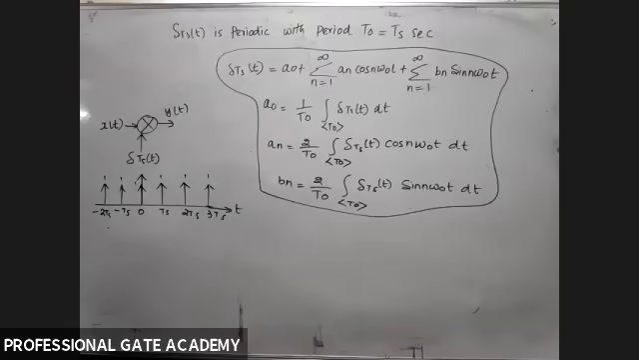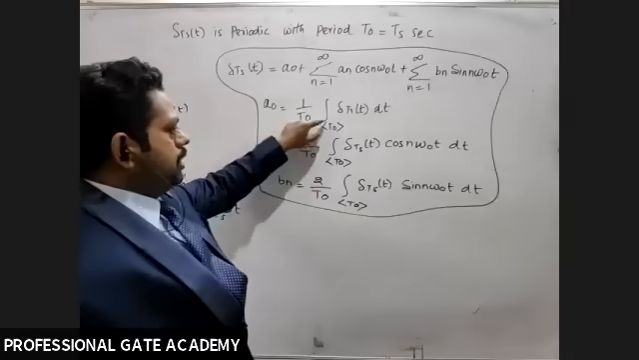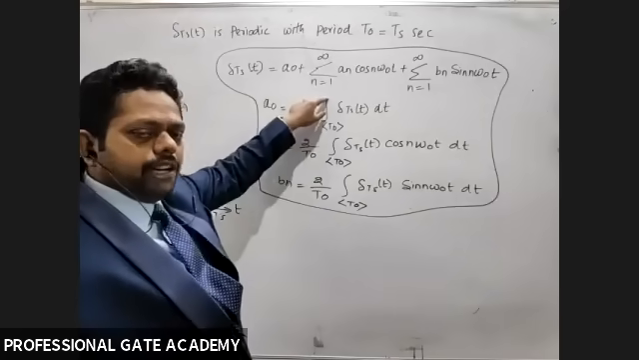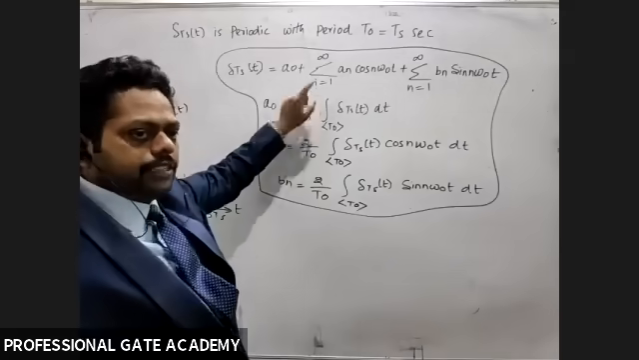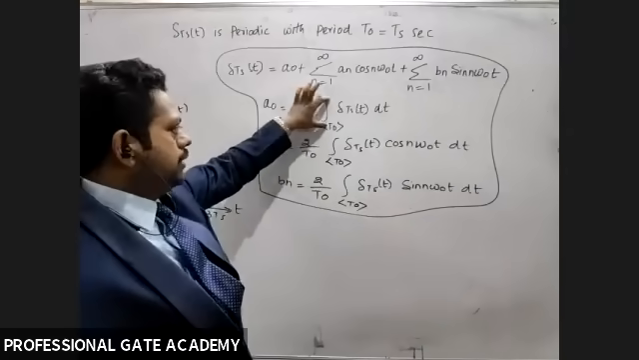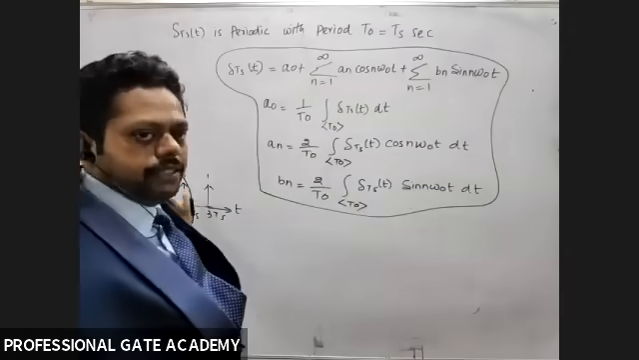One full cycle, it will vary. I will explain. For some problems 0 to T0, for some problems minus T0 by 2 to T0 by 2. For symmetry problems, minus T0 by 2 to T0 by 2. So this limit is one full cycle, and that one full cycle will vary based on the given signal.